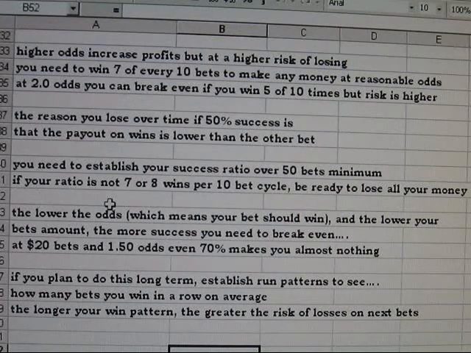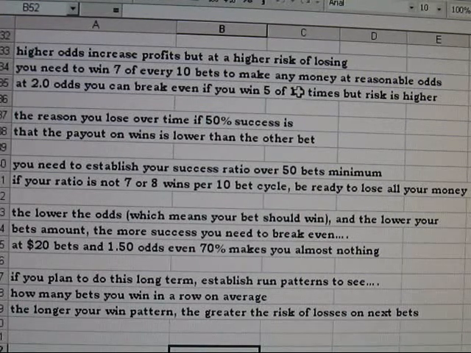So here, the higher odds will increase your profits, but at a greater risk of losing, so that makes no sense. With reasonable odds of 1.5, 1.7, you need to win 7 out of every 10 to basically make $1. At 2.0 odds, which is higher odds, you're going to lose more; you can break even if you win 5 of 10 times, but the risk of losing becomes much greater.